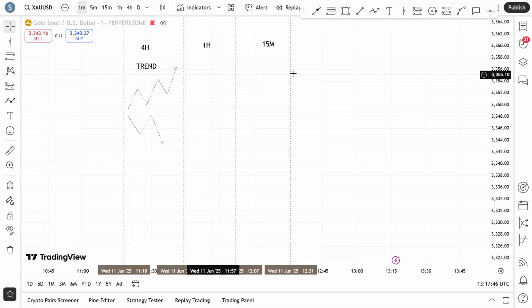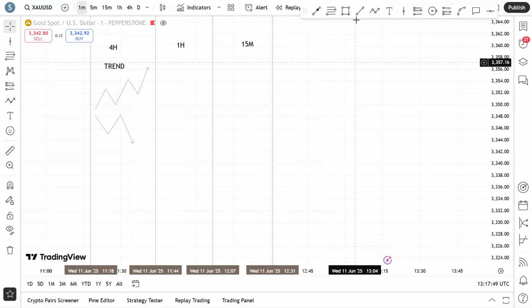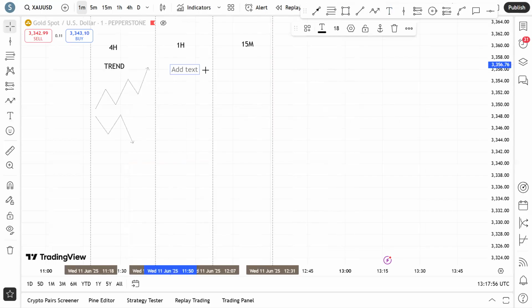Then on the 1 hour time frame, that's where you look for your point of interest. Point of interest can be your order blocks, fair value gaps, or your golden zone on the Fibonacci retracement, which is 61%. This is the golden zone when you're using Fibonacci retracement. Or it can also be your breaker blocks. This is what we call point of interest.